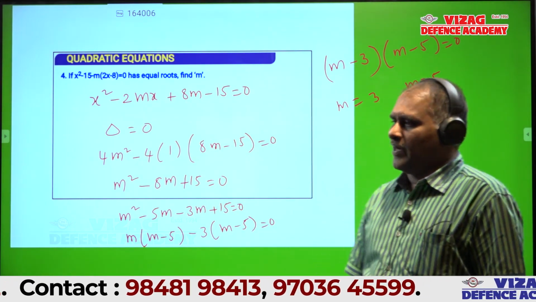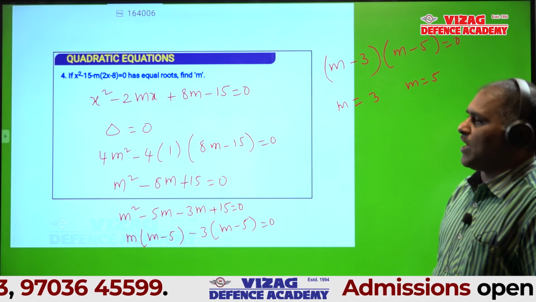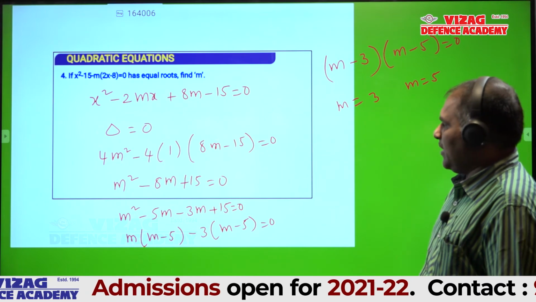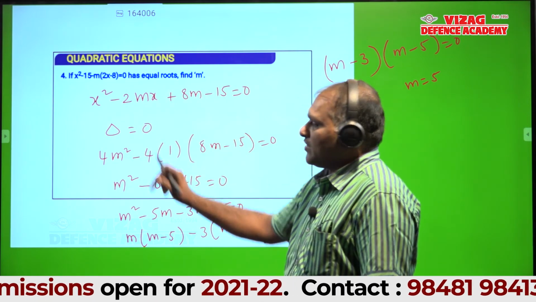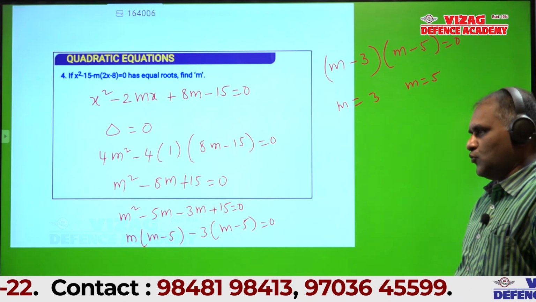When discriminant is equal to 0, it means roots are equal. Roots equal is the given. That's why discriminant is 0. Find out the m value.